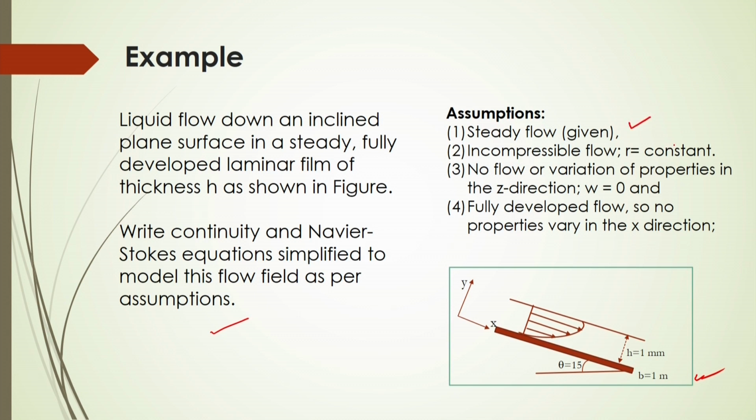It is a steady state flow, and incompressible flow, in that case of course density will be constant, and here no flow or variation of properties in the z direction. So, w is equal to 0, and fully developed flow. So, no properties vary in the x direction there.